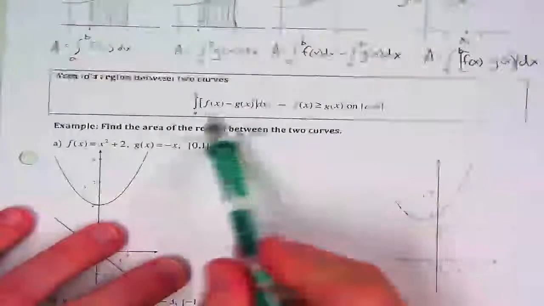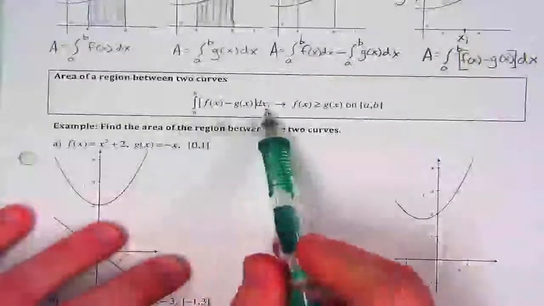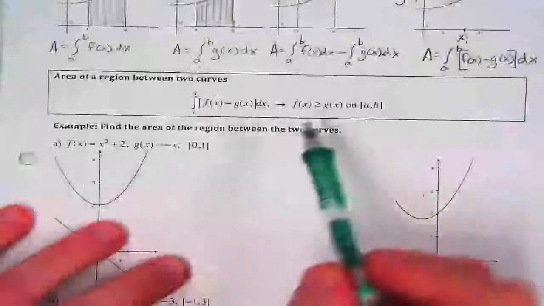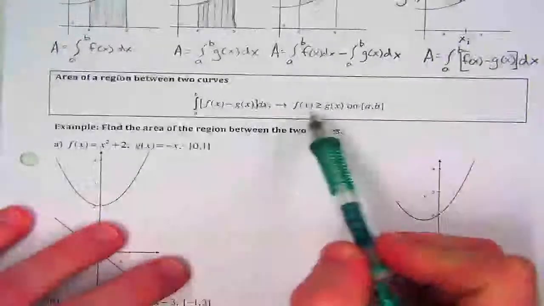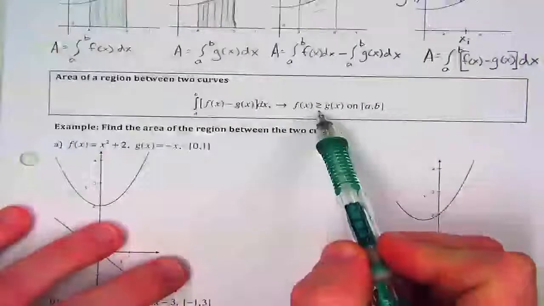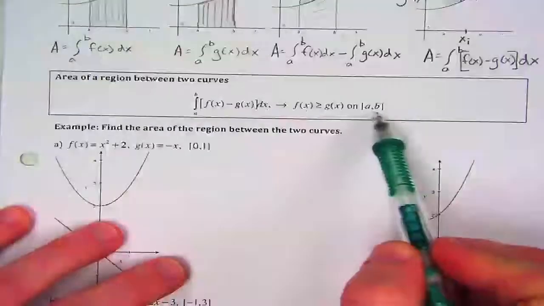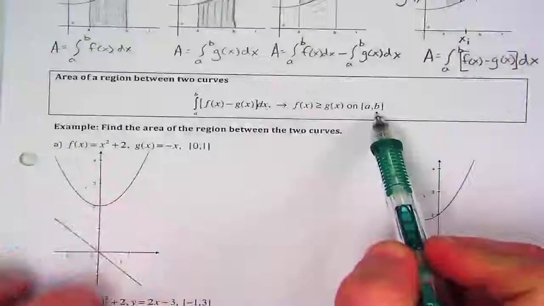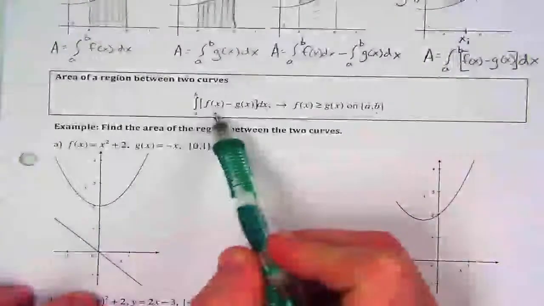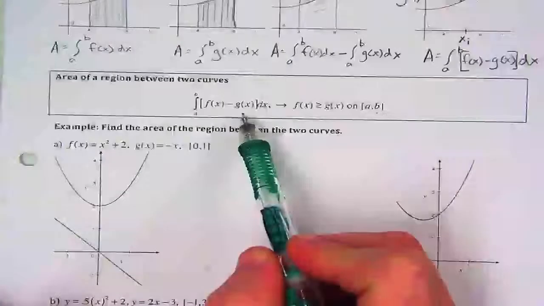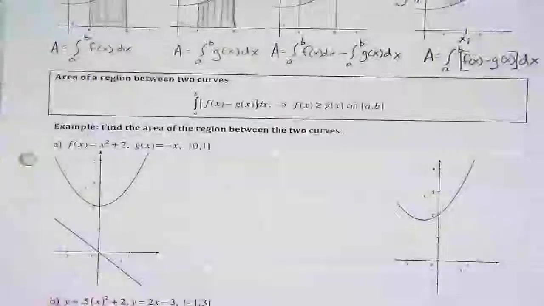Okay, and so you can see here, that's the definition that we just came up with. It's exactly the same. And the stipulation here is that f of x has to be bigger than g of x on the interval. So you have to take the larger function minus the smaller function. And that's what we got to make sure that we do here.